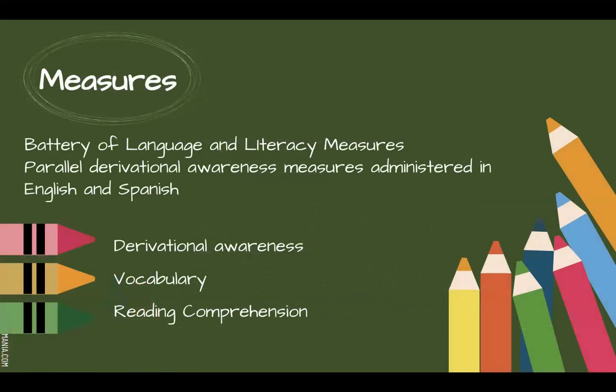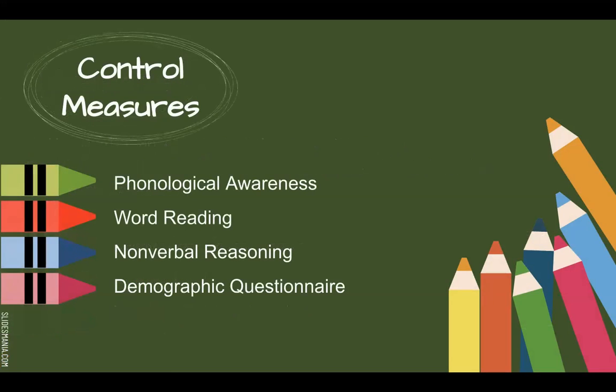The measures. There was a battery of language and literacy measures, and there were parallel derivational awareness measures administered in English and in Spanish, okay? The measures were derivational awareness, vocabulary, and reading comprehension. The control measures were phonological awareness, word reading, nonverbal reasoning, and a demographic questionnaire.